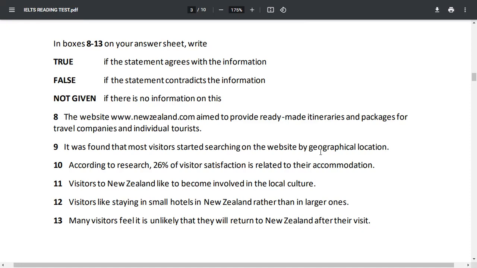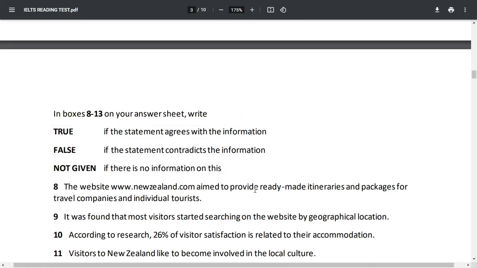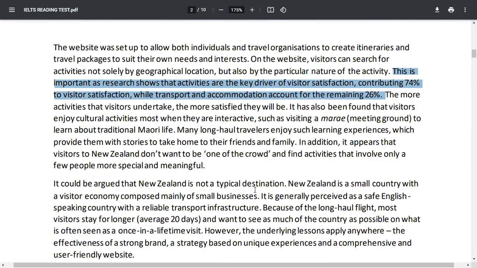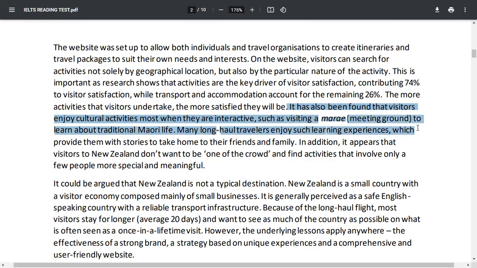So we have some keywords here: visitors involved in local culture. So we find the answer in paragraph 6 again, okay? Let's go back to paragraph 6, starting from here. It has also been found that visitors enjoy cultural activities most when they are interactive, such as visiting a marae, which is a meeting ground, to learn about traditional Maori life.